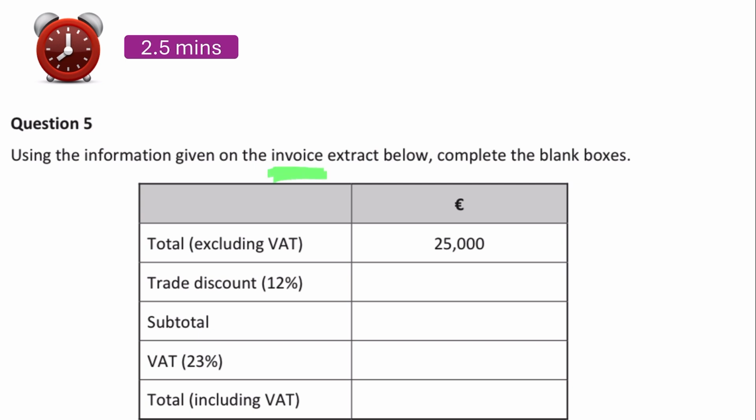So invoice, a document that we send to customers when we sell them goods on credit, and selling on credit means that you give them the goods now and then they pay you later.